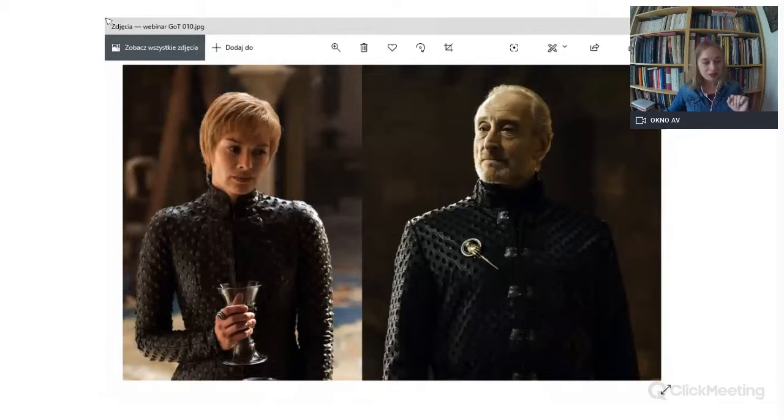Another dress that we can observe here on the left is a very, very direct reference to a costume worn by her father. This father-daughter situation was very important for Game of Thrones, not only the series, but also in the books. Because Cersei was for a long time treated by her father as a beautiful girl, not a future potential ruler.